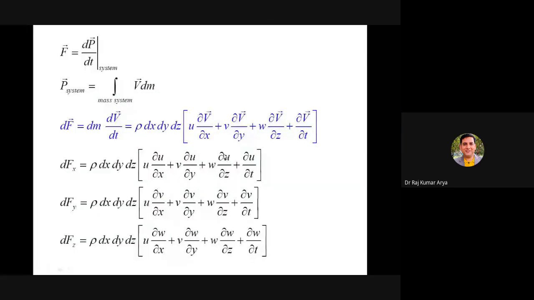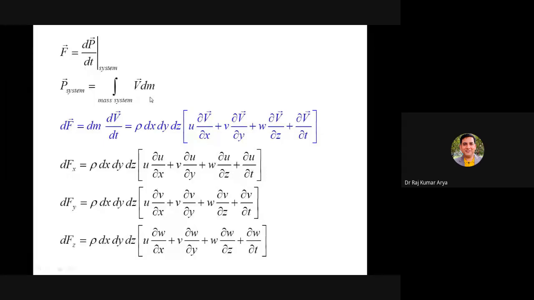So what you have here: the rate of change of linear momentum is actually called force. The rate of change of momentum, linear momentum, is called force, right? That is what is taught to us from 9th standard onwards. Now linear momentum is calculated by velocity into mass. So that's what you have here. Let's say you have several masses there. You have the differential mass, add all of them, and you will get the total momentum of the system.